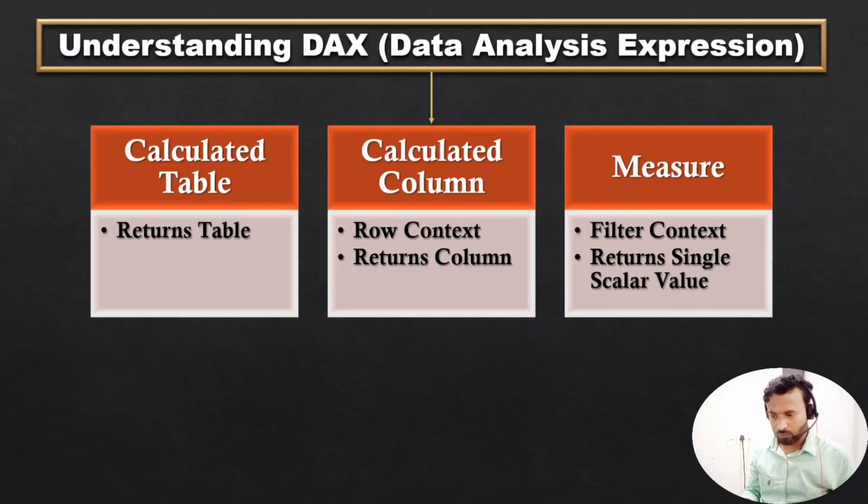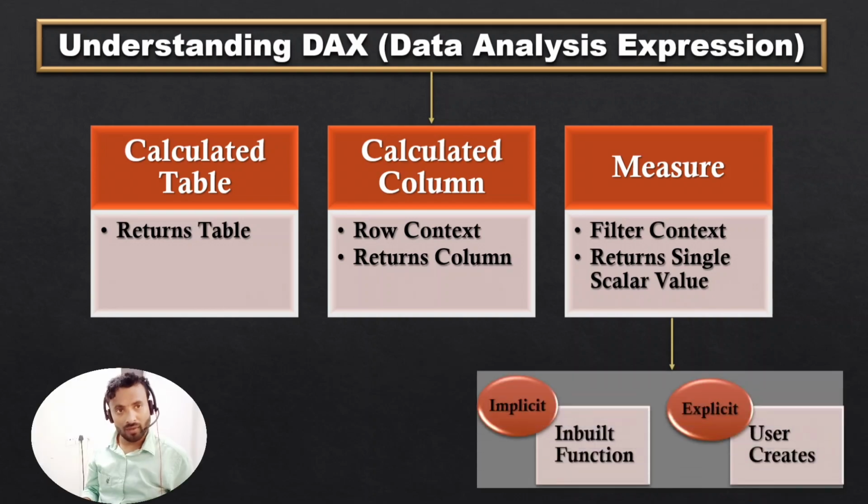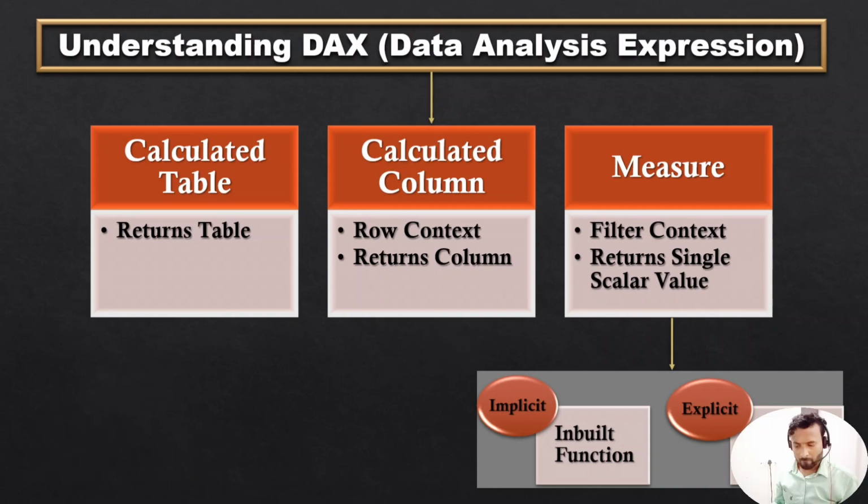Let me go back to the presentation here. If you see, the measure is further bifurcated into two: one is the implicit function, another is the explicit function. What are these? An implicit function is an inbuilt function. We don't create these inbuilt functions. The other one is the explicit function, which the user creates, the developer of the report creates for their own convenience. That is what implicit and explicit functions are all about.